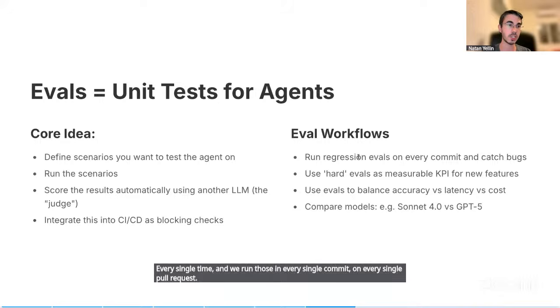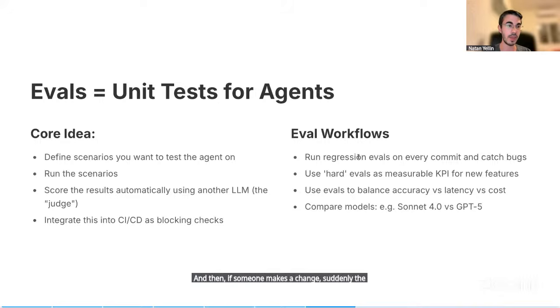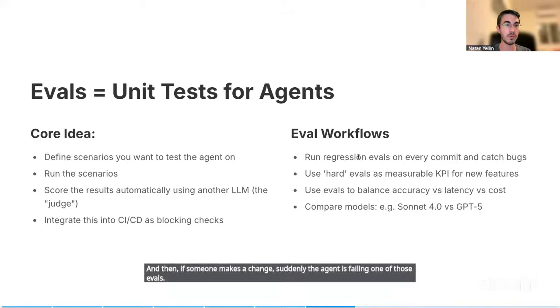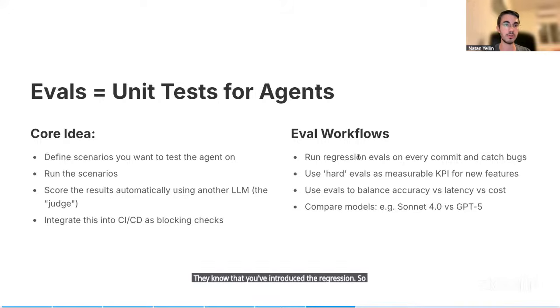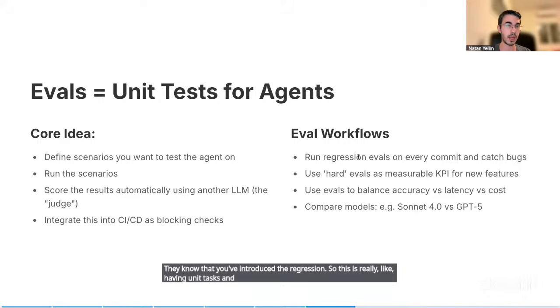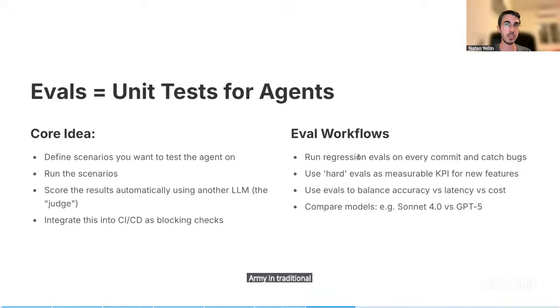And then if someone makes a change and suddenly the agent is failing on one of those evals, then you know that you've introduced a regression. So this is really like having unit tests and doing regression testing in traditional software engineering.